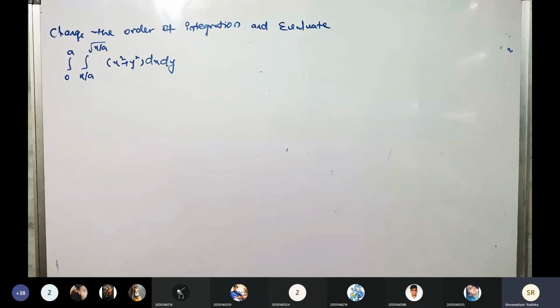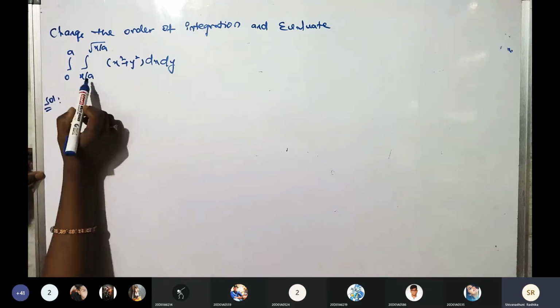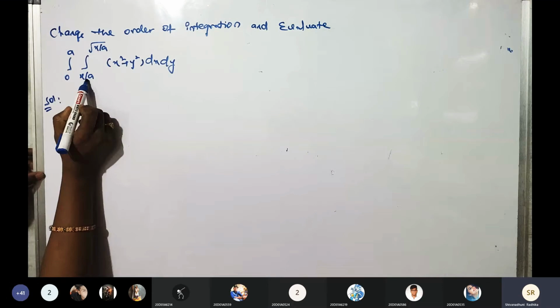Change the order of integration and evaluate integration 0 to a, integration x by a to under root of x by a of x square plus y square dx dy. First of all, in this problem, we don't have the proper integration as it is in the given integration. Is it clear? Now, first of all, we have to identify which variable the given integration limits belong to.